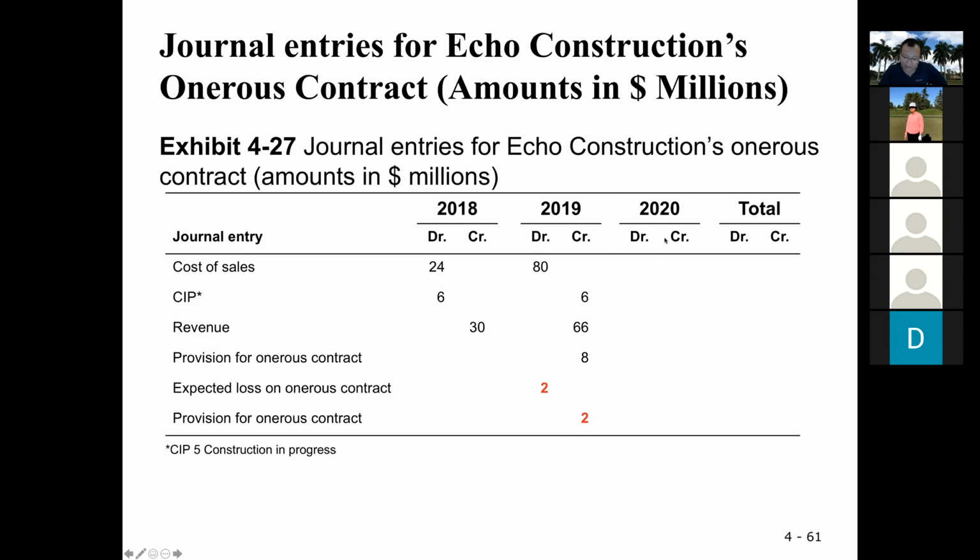Okay, moving to 2020. The revenue recognized is 24. The cost of sales is 12. Okay, that's good. So now I need additional debit. What do you think I should debit? Now it's a profitable contract. Do I have a liability? In 2020, I realized this is not an onerous contract. So do I have liability now, or do I have profit? Profit. So let's first get rid of the liability.